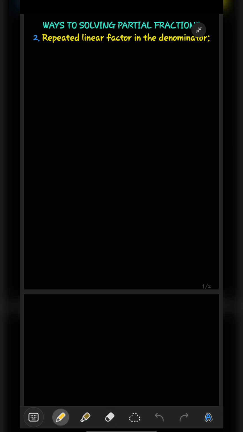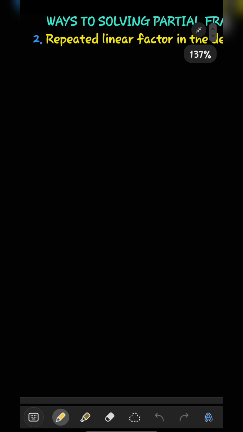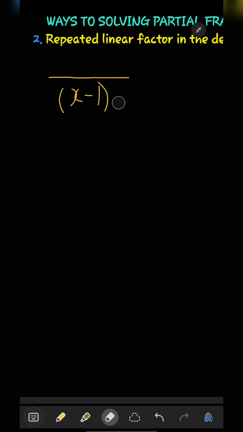Now for repeated linear factors, when we have a linear factor in the denominator, let's say x minus 1, and it is repeated, it means that the linear factor is raised to a given power. Let's say raised to power 2 or raised to power 3. So this means that it is a linear factor, and it is repeated.